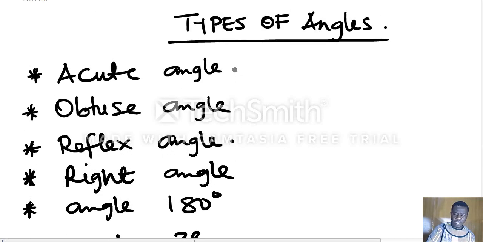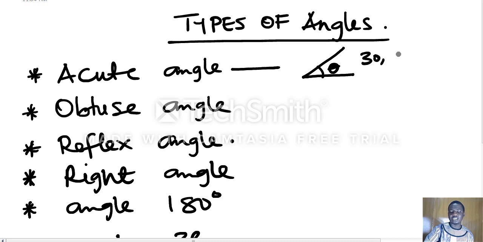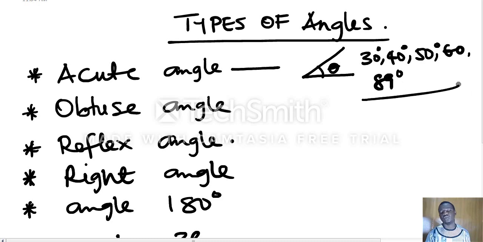Okay, so what do we mean by an acute angle? An acute angle is an angle that is less than 90 degrees. For example, this can be said to be an acute angle, where the angle formed is less than 90 degrees. For example, angle 30, angle 40, angle 50 degrees, angle 60, up to angle 89 degrees. All these can be said to be acute angles.